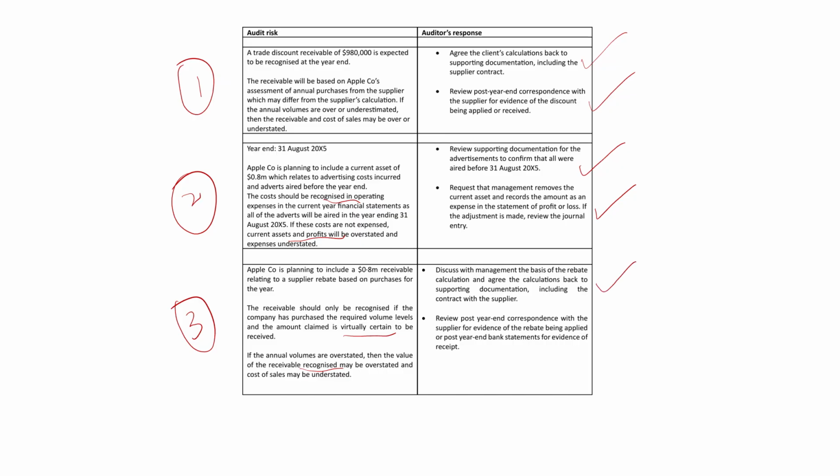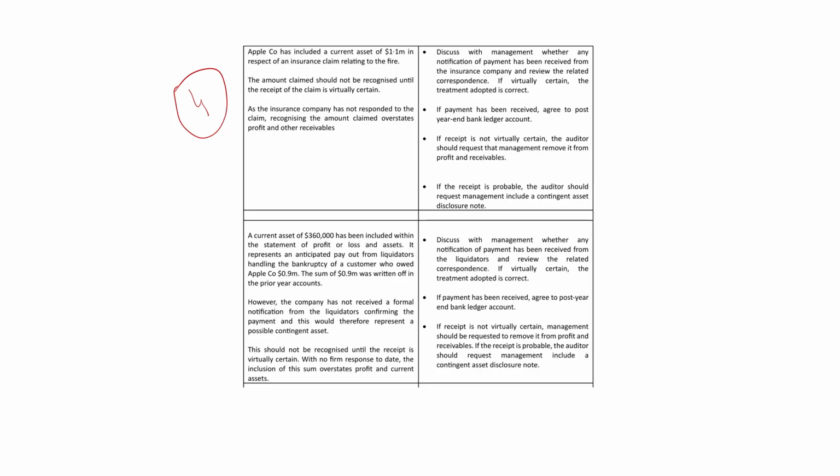My plan is I'm going to ask the management the basis of the rebate calculation and agree them back to the contract with the supplier. And I could be looking at post-year-end communication with the supplier. So 1 and 3 are exactly the same. They've just been worded in a different manner. In another one, quite similar, they have included a current asset in respect of an insurance claim relating to the fire.